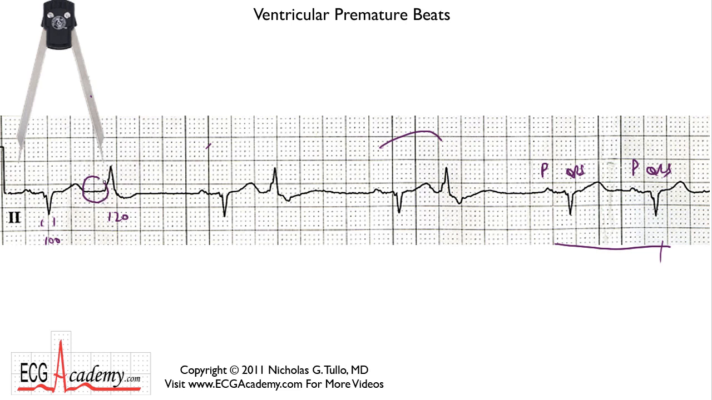Now, is there a P wave in front of it? We do not see a P wave in front of this beat. Could there be a P buried on the T wave?